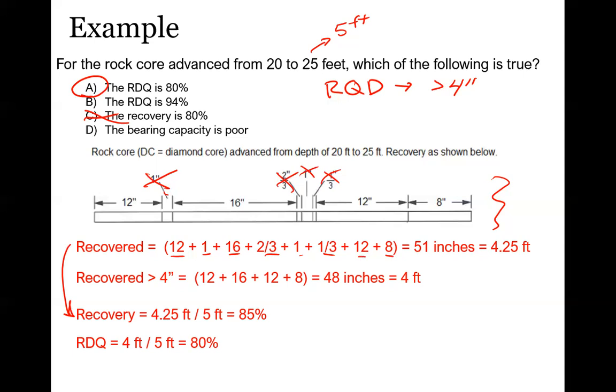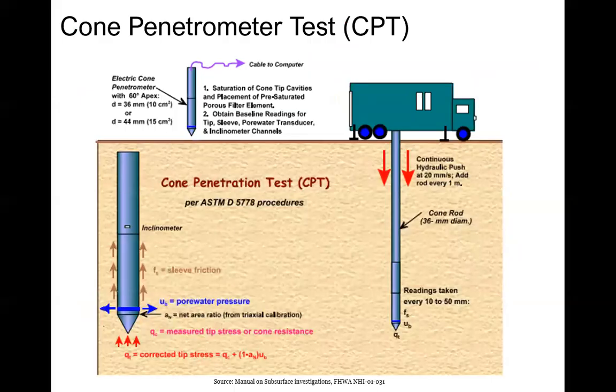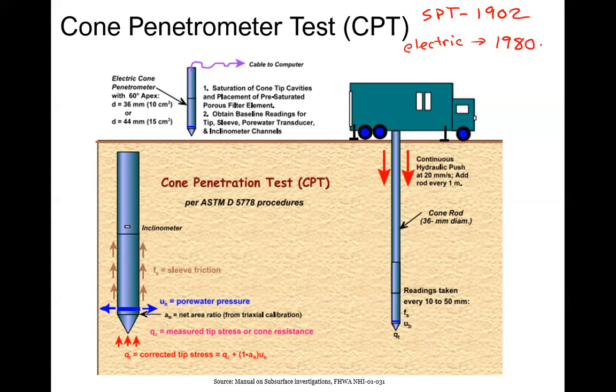Okay, so sand, SPTs, rocks, obviously we use cores. For clays, we have a special test that is much more sensitive, but it's newer. This is the cone penetration test. If you remember, the SPT was around in like 1902, and the most modern versions of the cone penetration test that are electric didn't come around until the 1980s. So this is a relatively new type of test, but it's becoming more and more popular. It follows ASTM 5778.